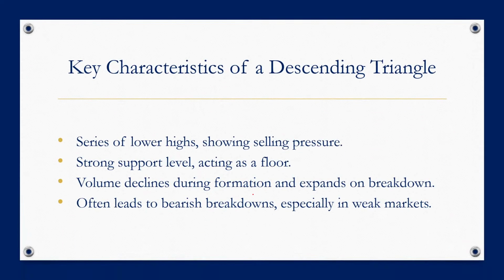Okay? So like the ascending triangle, this pattern has very distinct characteristics. Let's review them. Strong support that repeatedly holds until sellers eventually overwhelm buyers. Lower highs indicate increasing selling pressure, and volume generally does decrease during the formation, and then it will expand on the breakdown. Understanding all of these characteristics allows traders to anticipate price moves efficiently and not be late to the party.